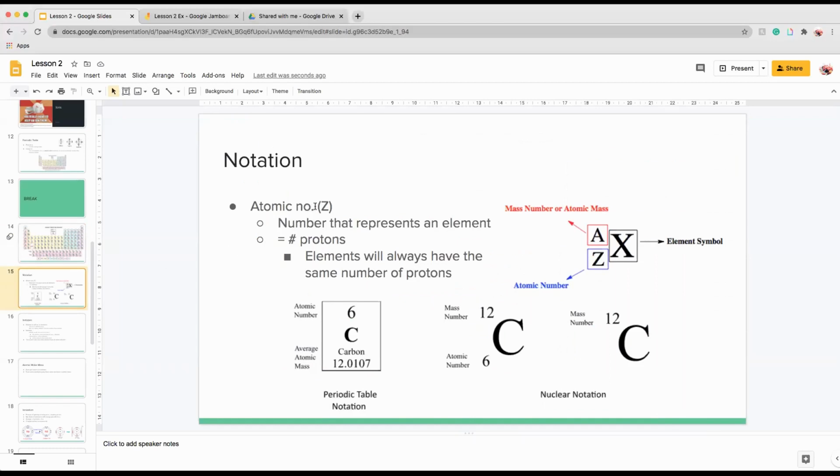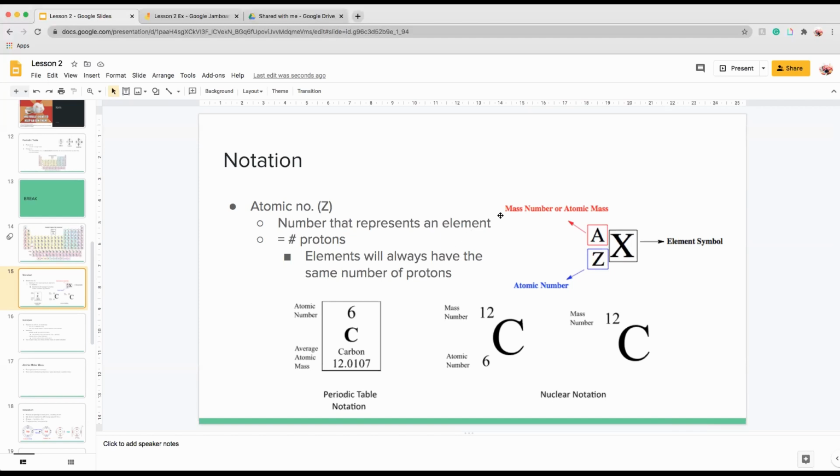The atomic number, which is represented by capital Z, is equal to the number of protons in that element. Elements will always have the same number of protons. This will never change, but this doesn't apply to electrons. An element can have the same number of protons, but the number of electrons it can have can change, which we will explain in a later slide.